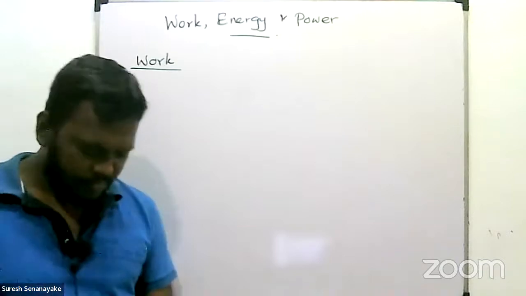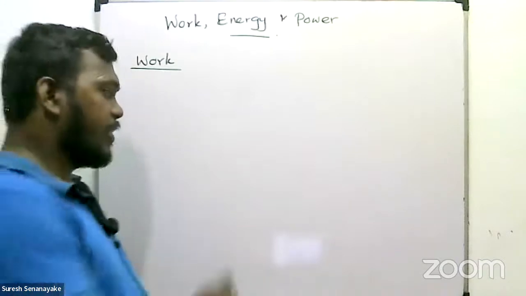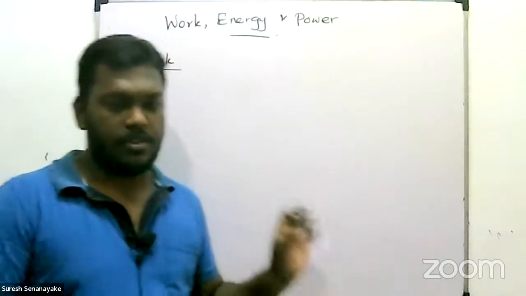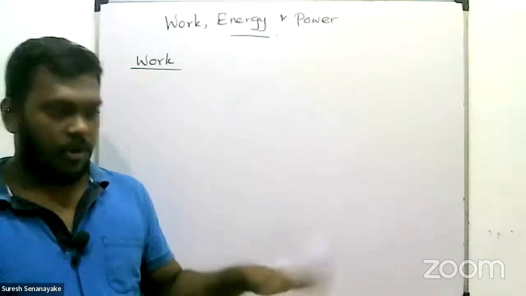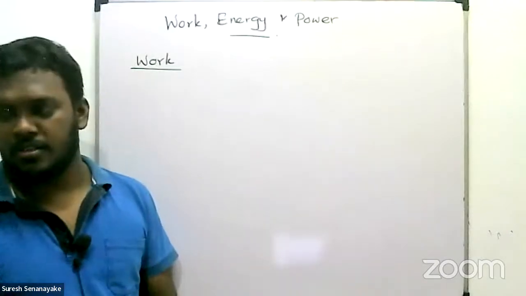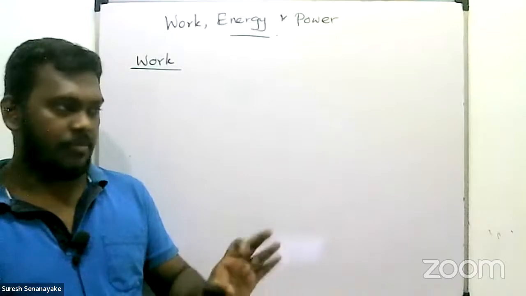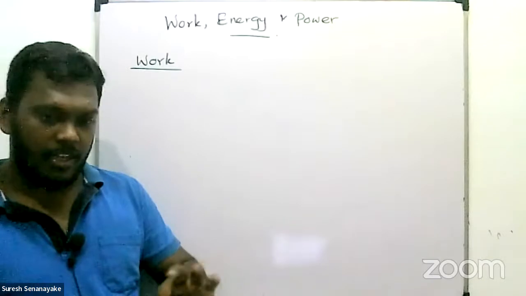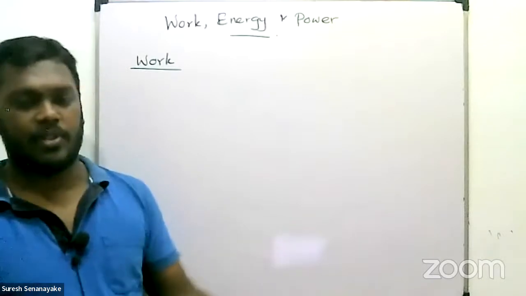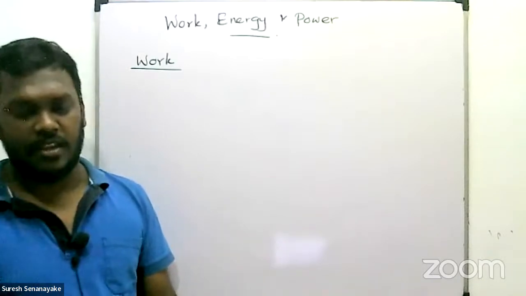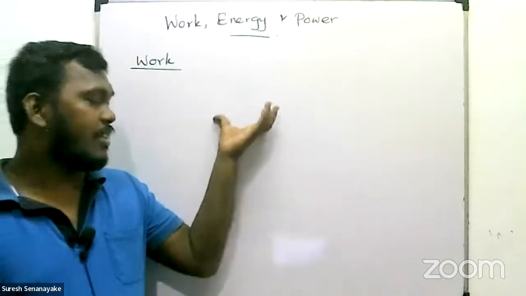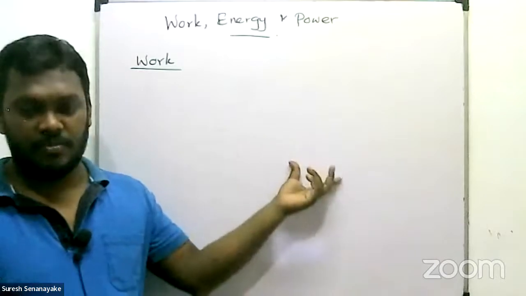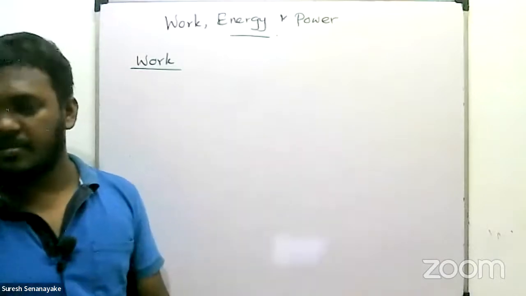When you're doing work, what happens? If I pull or push a body, the body is displaced, right? So some work is done by me on that body. That means some energy from my body is transferred to the other. So we can say that work is a form of energy transfer from one body to another body, right?